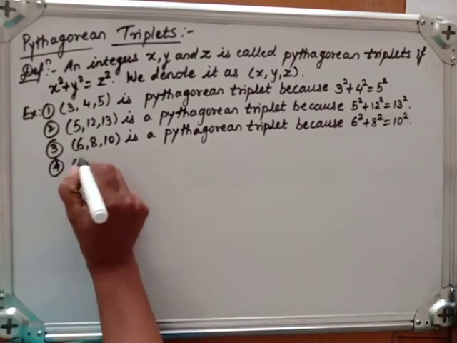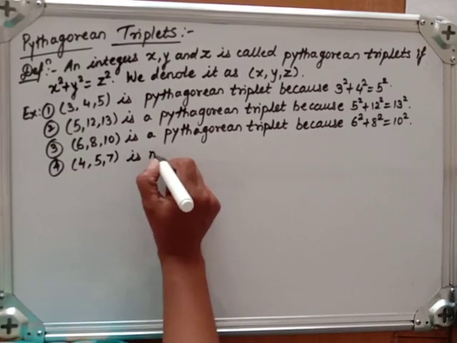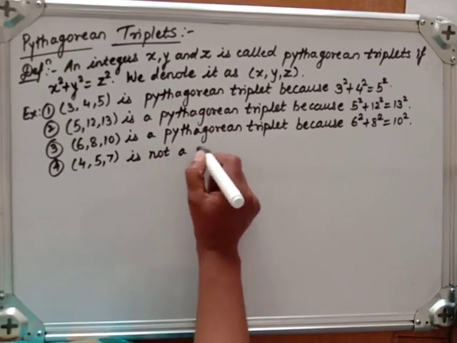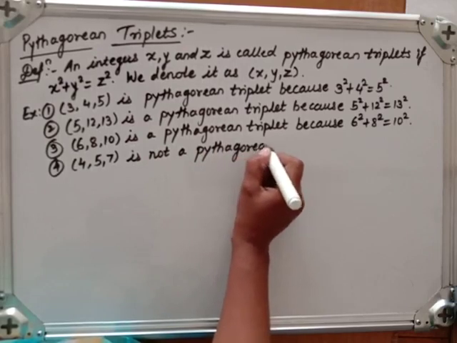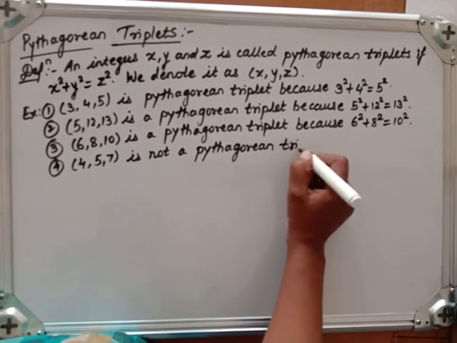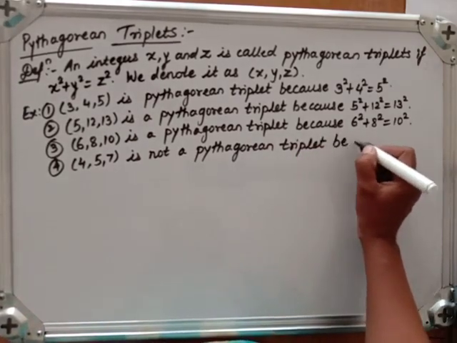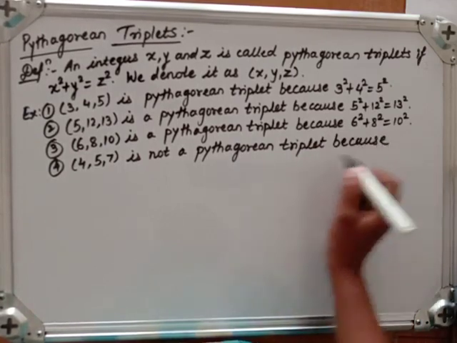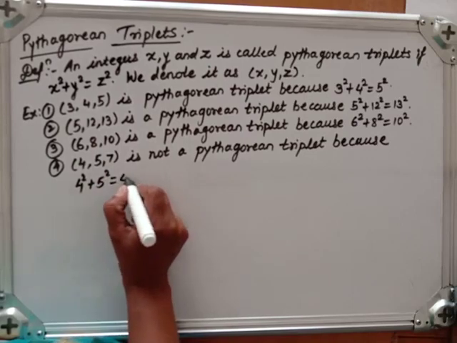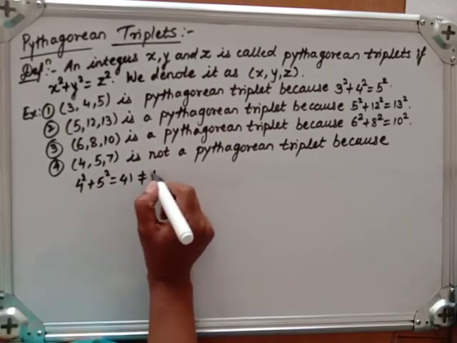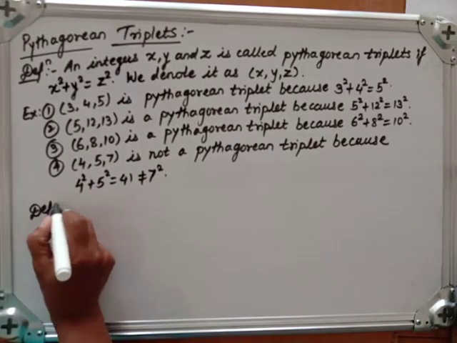Fourth, (4, 5, 7) is not a Pythagorean triplet because 4 square plus 5 square is equal to 41. It is not equal to 7 square. Again, let us see one more definition.